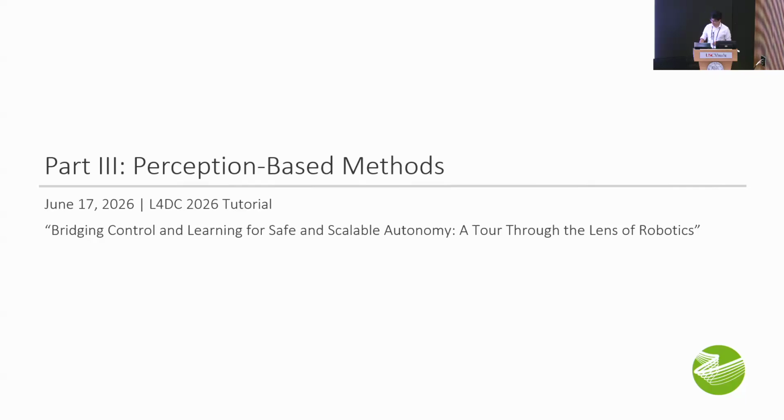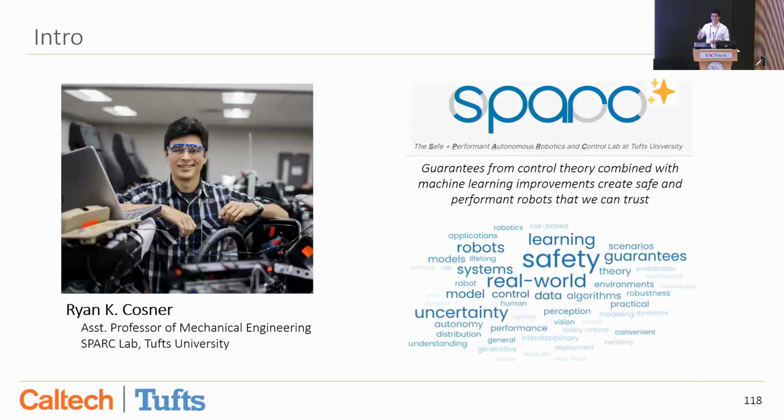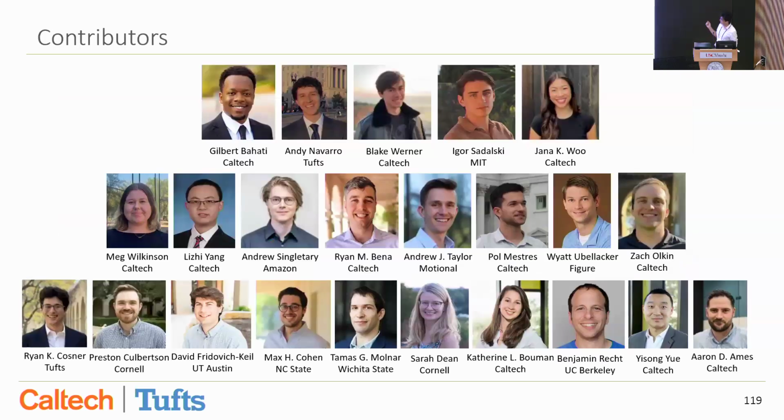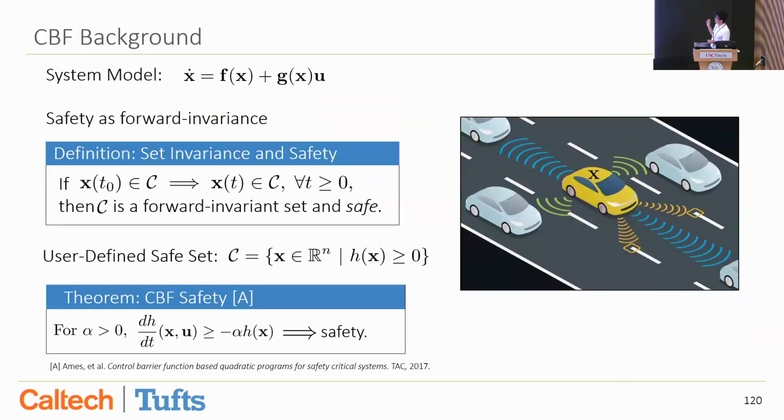So if you weren't here before, I'm still Ryan. I'm a professor at Tufts. I run the Safe Performant Autonomous Robotics and Control Lab there. And these are the folks that helped contribute to this work. So lots of great people here. And again, you've seen this already if you've been here for the other talks, so I'm not going to get into too many details here, but we'll use a CBF framework for safety involving set invariance and this time decay constraint on our safety value H.